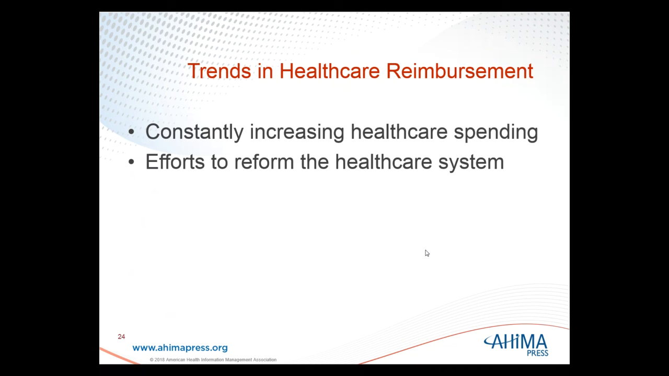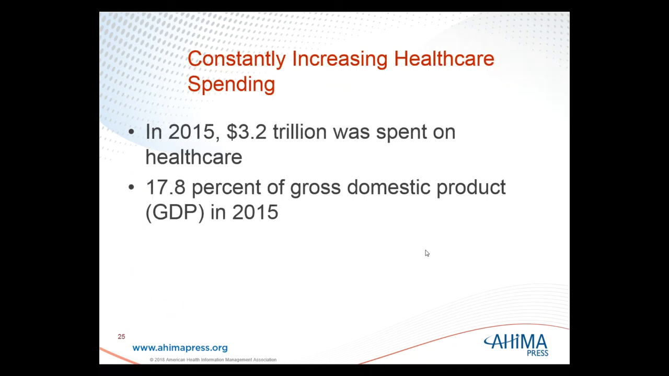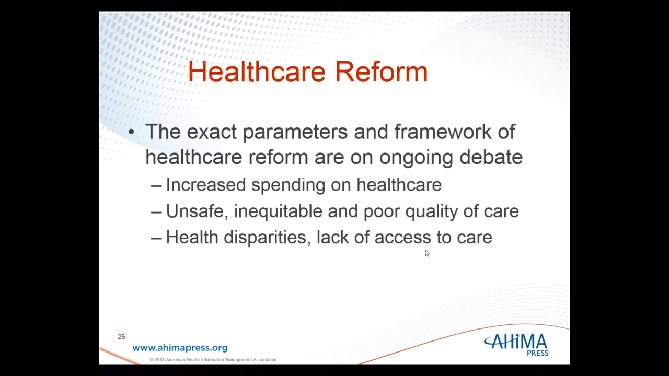Now, our trends in healthcare that kind of affect all, first of all, constantly increasing healthcare spending. Secondly, efforts to reform the healthcare system. These are trends that affect reimbursement. So in 2015, $3.2 trillion was spent on healthcare. Each year, national spending on healthcare increases. As more and more money is spent on healthcare, there's less for other areas, education, safety, that type of thing. It was 17.8% of the gross domestic product in 2015.